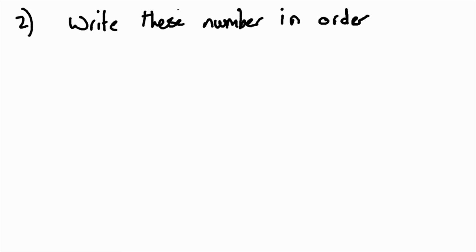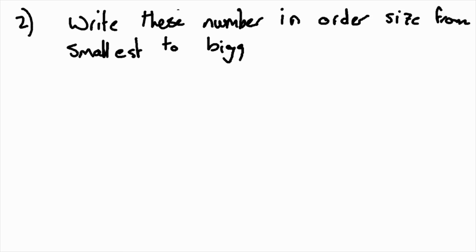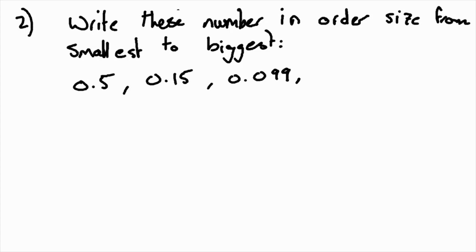For our second example, we're going to write these numbers in order of size from smallest to biggest. Those numbers are going to be 0.5, 0.15, 0.099, and 1.1. So again, we're going to use our place value.